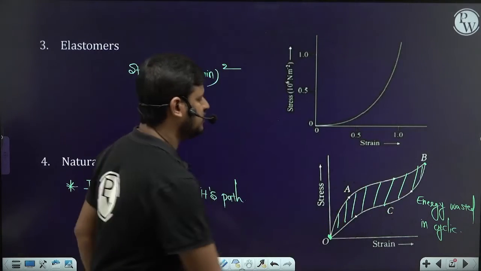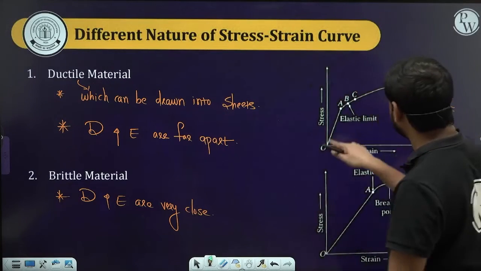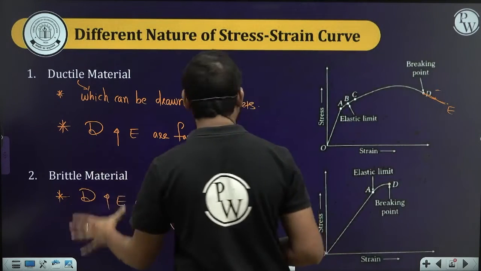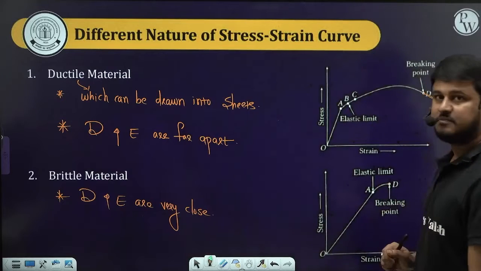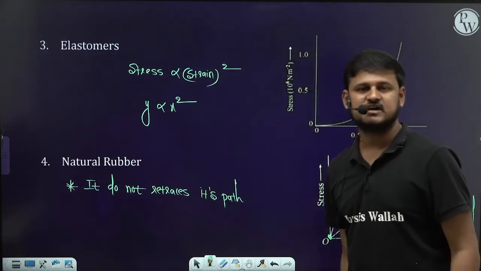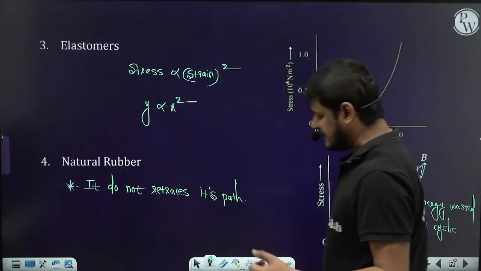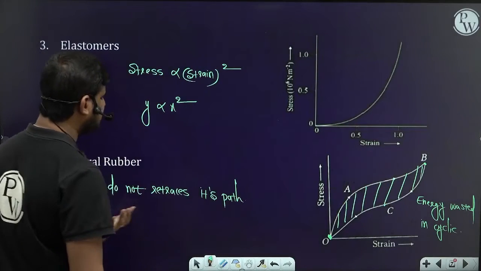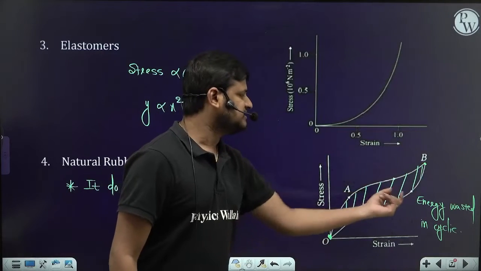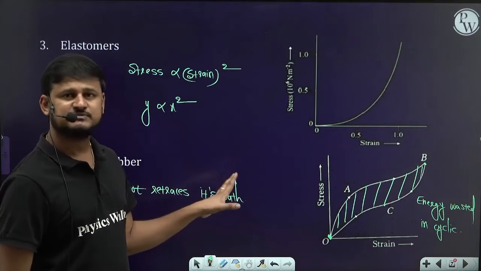Clear guys? So there are four different natures of stress-strain curve. For ductile materials, the graph will be like this, where D and E points are far apart. For brittle materials, D and E points are very close. For elastomers it looks like a parabolic graph, y is directly proportional to x square. And for natural rubber, it regains its original position but does not retrace the original path, it comes by a different path. So the energy wasted in this cycle is nothing but the area under this loop. Clear? Done this part?